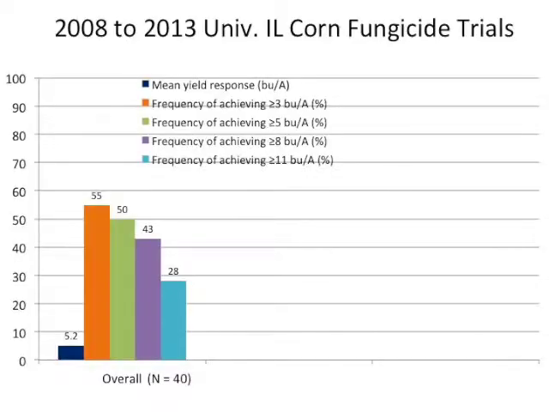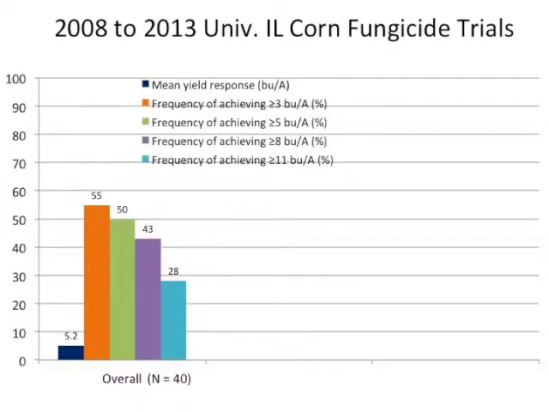You can see that first bar there is the average yield response in bushels per acre. So that's how much yield response over the untreated check that we got with the foliar fungicides. And from all these 40 environments, we're at 5.2 bushels an acre. Okay? Now I talked about being profitable, and that 5 to 8 bushel an acre yield response is kind of what we needed to be profitable last year.